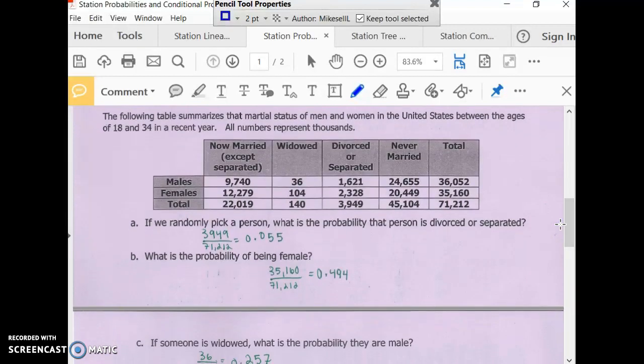Okay, so you guys, we have this one continued. If we randomly pick a person, what's the probability that person is divorced or separated? So how many people are divorced or separated? 3,949 out of my total, which gives me that percent. What's the probability of being a female? Well, this is the probability of being a female out of my total, which is 49%.